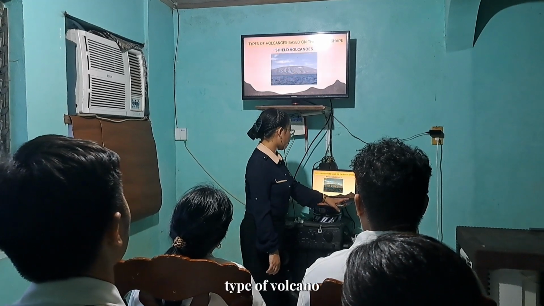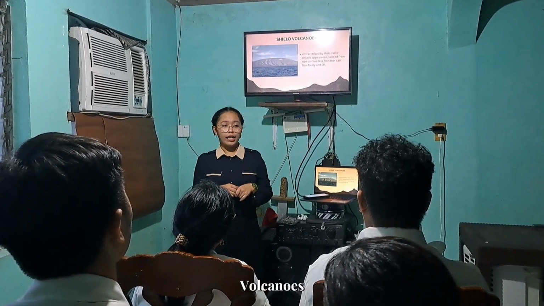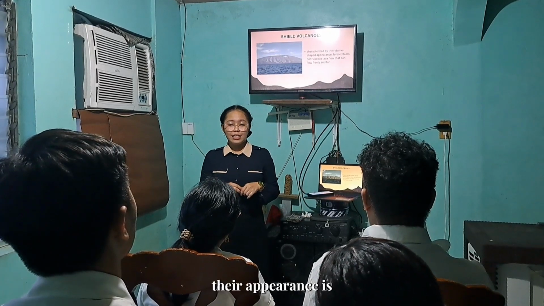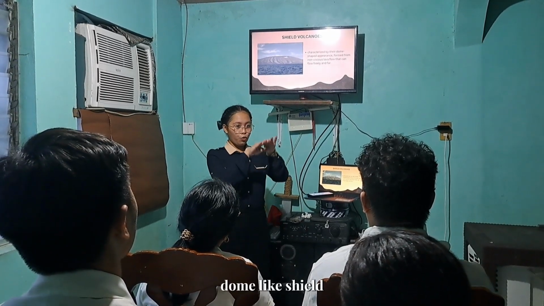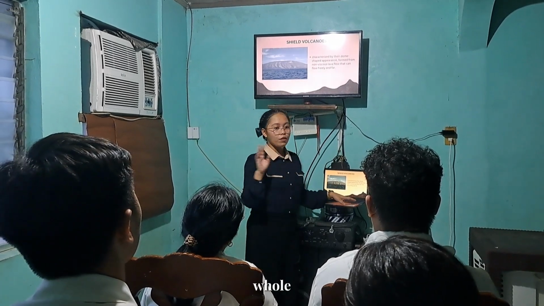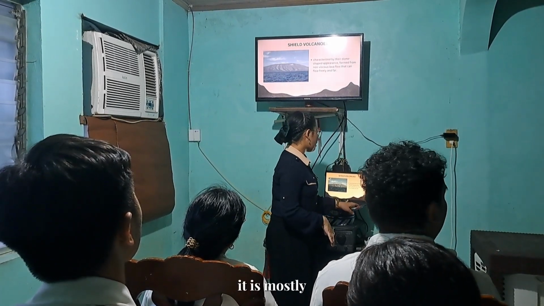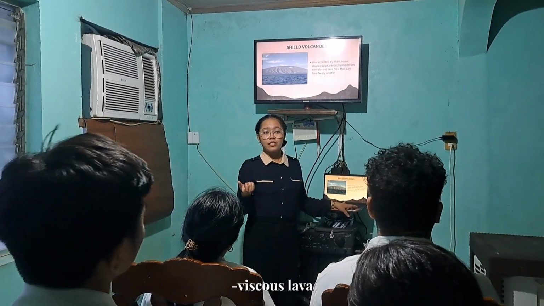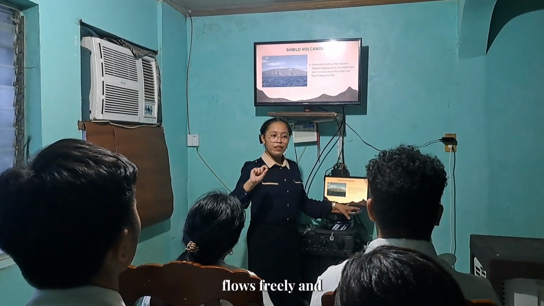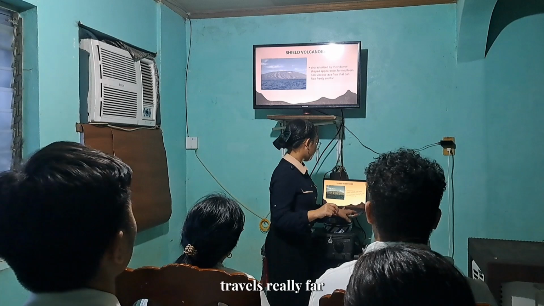For the last type of volcano, we have shield volcanoes. As the name suggests, their appearance is dome-shaped, like a shield protecting the whole mountain. It is mostly made from non-viscous lava flow which flows freely and travels really far.